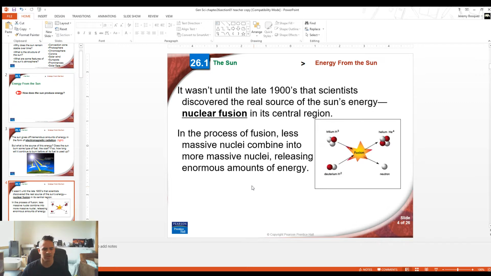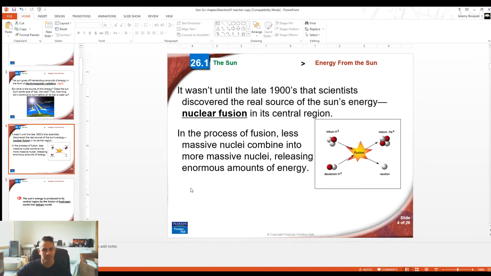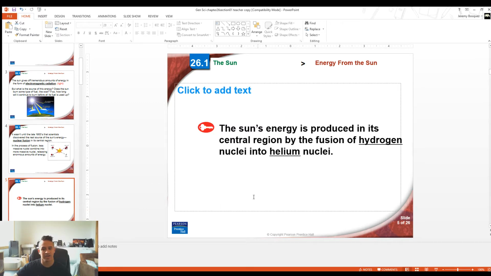The sun is made out of a plasma. Plasma is where you take a gas and you heat it up really hot so that it gives off energy and it glows, and it's basically fire. So the sun is primarily made out of hydrogen and helium.